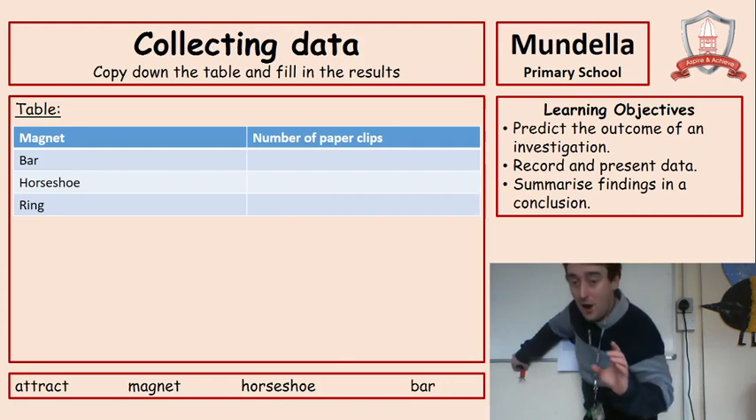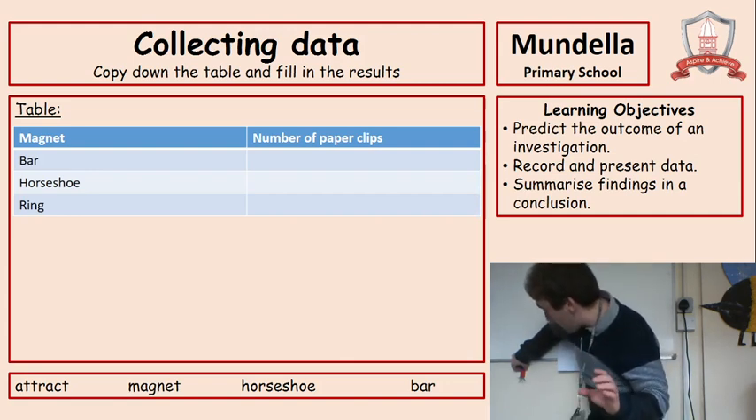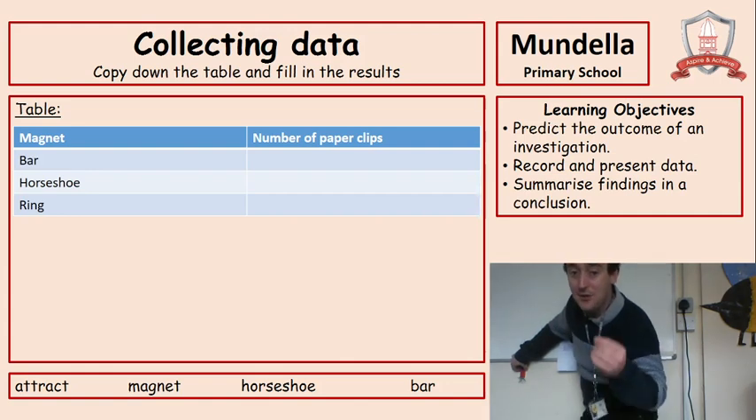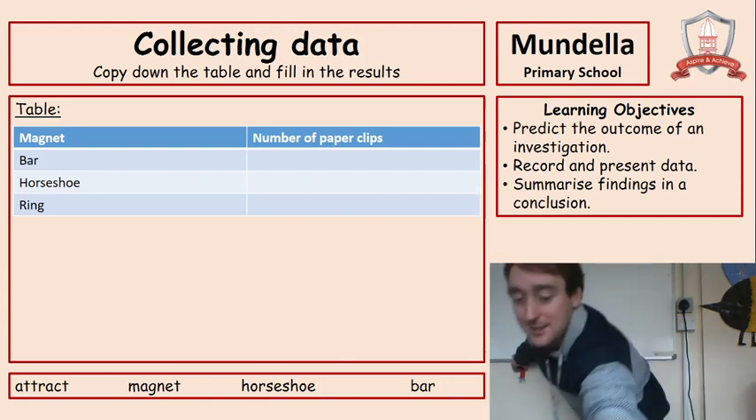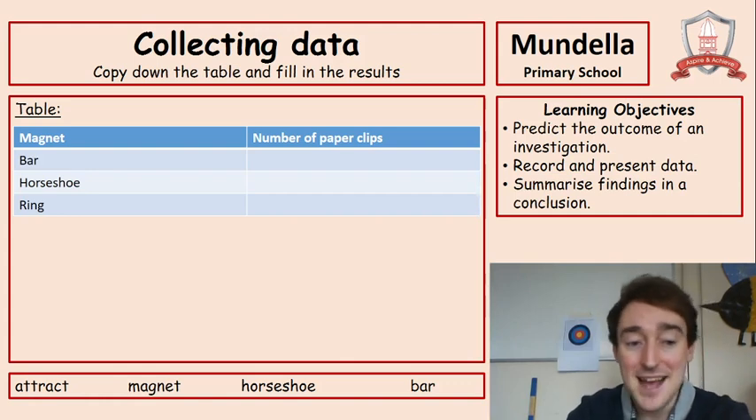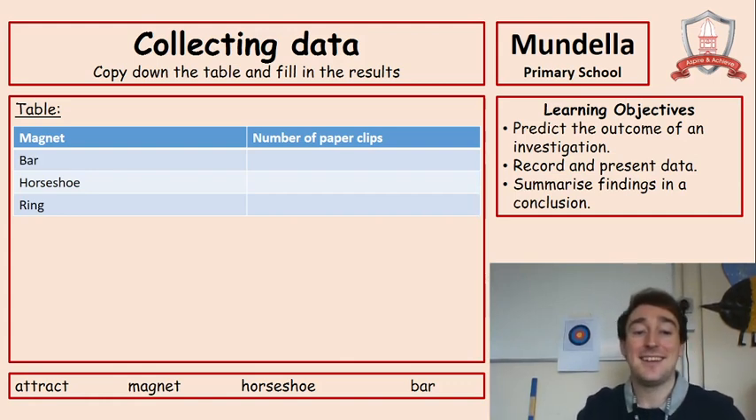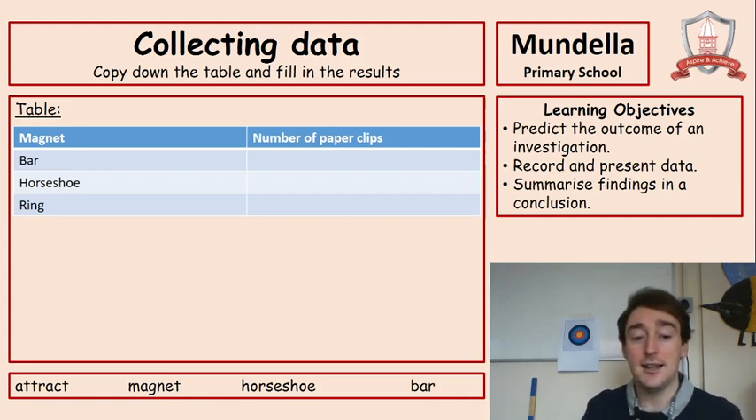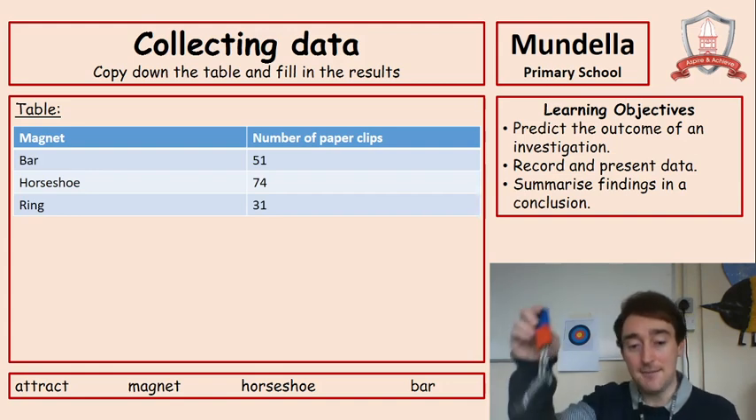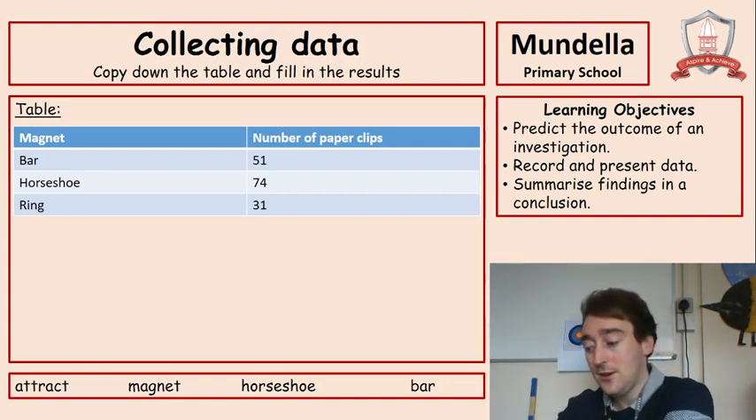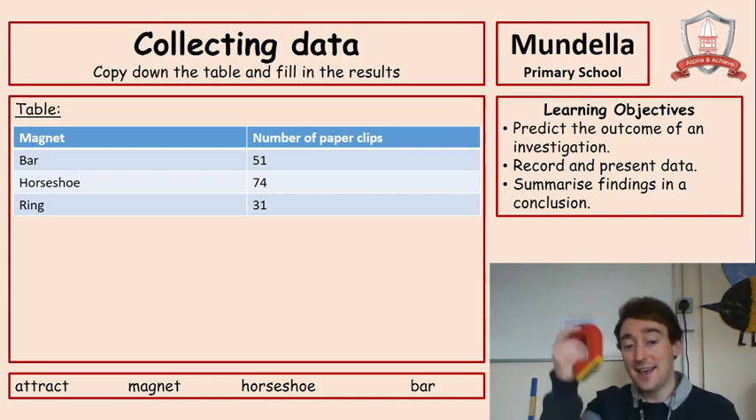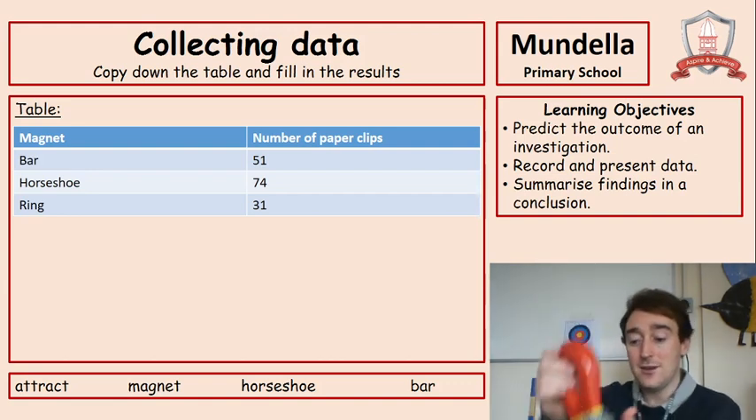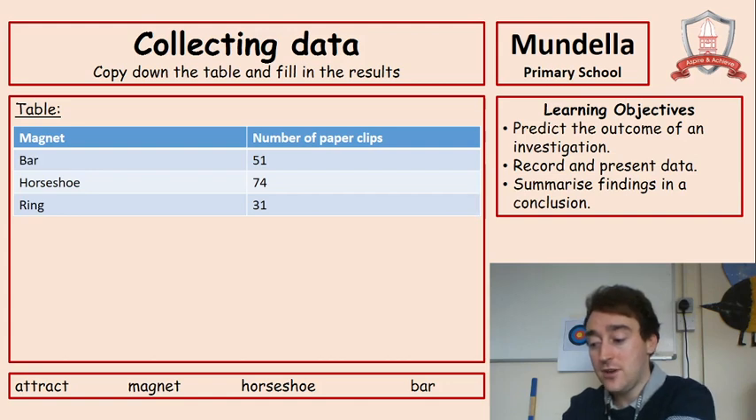What I'll do is I will pause the video, and then I'll continue adding paper clips, and I'll let you know the number when I've finished. Okay, I'm back. Who wants to have a look at what happened? Yes, great. Okay, so with the bar magnet, we had 51 paper clips attached to that. With the horseshoe, we had a massive 74. Woo! Yeah. And the last one was the ring magnet, and that had 31.